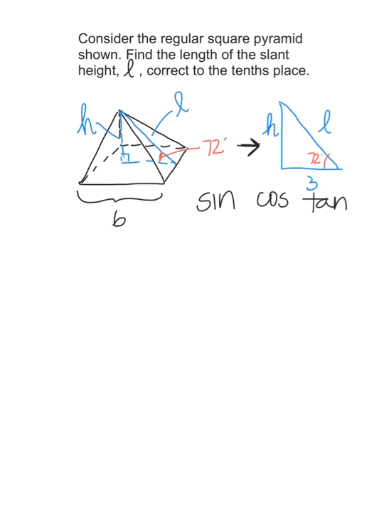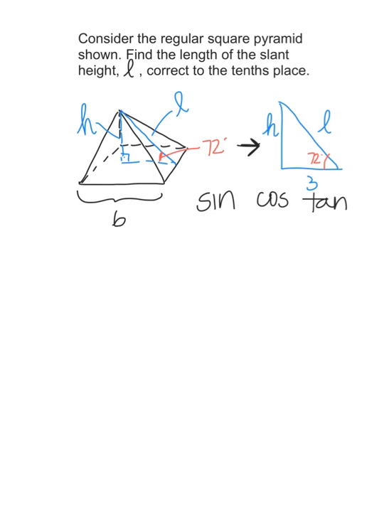Okay, so now we're going to consider the regular square pyramid shown. Find the length of the slant height L correct to the 10th place. So L is the slant height, so that's along the side here of this face. So I went ahead and drew in the square pyramid for us, and this is the triangle that we're looking at right here. We know that this is coming down, this is halfway, even though it doesn't look like it. This is 3 and this is 3 since the whole thing is 6. So that's where this 3 comes into play. Where I dropped it down from the point down to the middle, that's H, and then this part right here is L, and this is the angle of 72 that we know right here.